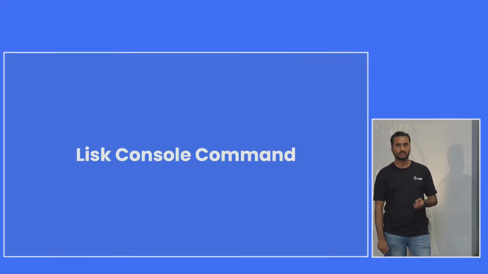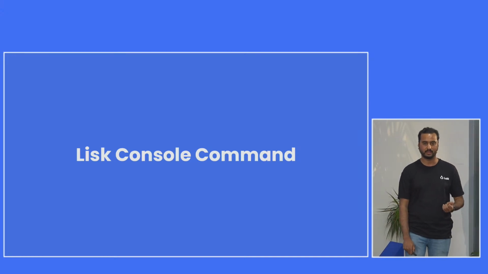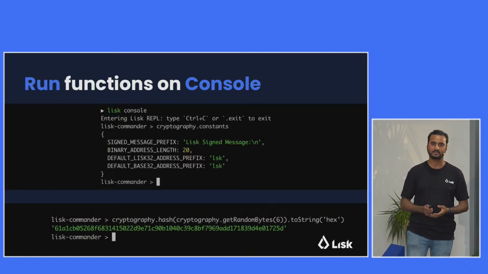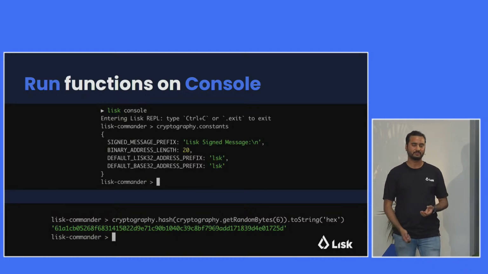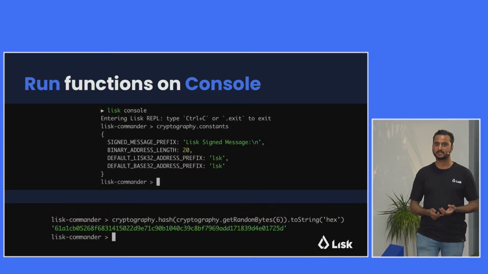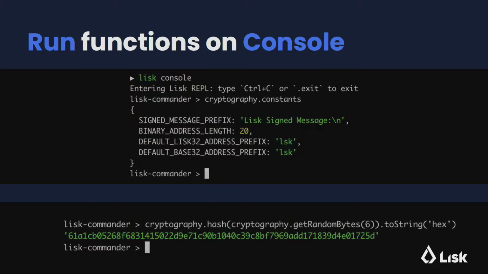Then we have the Lisk console command, which I already mentioned before. It's for the CLI lovers who want to run all the functions on the CLI. So all you need to do is write Lisk console, and then all the Lisk Elements functions will be available on the console. For example, if you want to run some cryptography function, you just write cryptography.hash or any other function that it has in the Lisk Elements library.